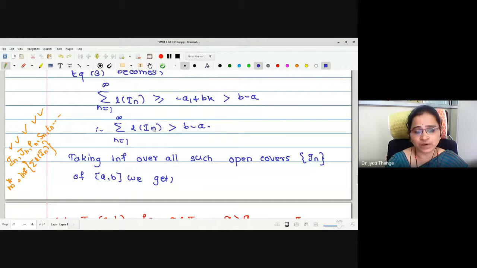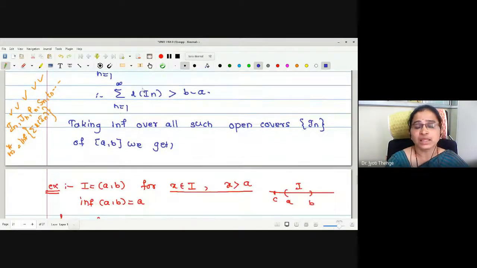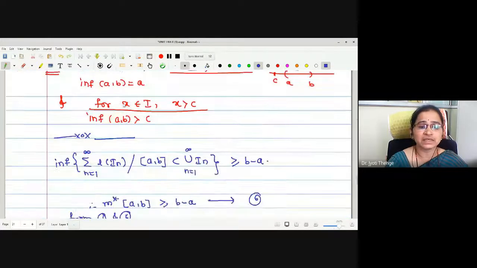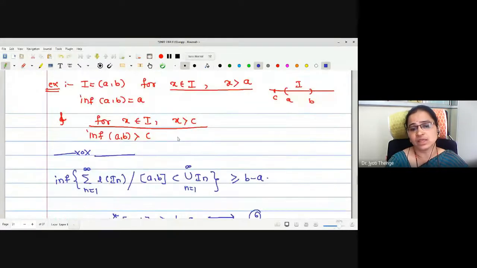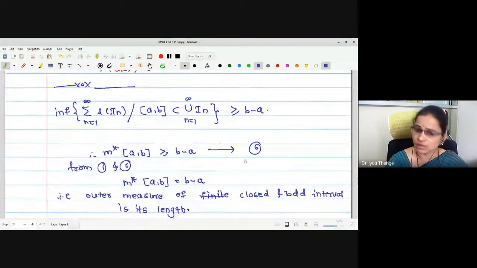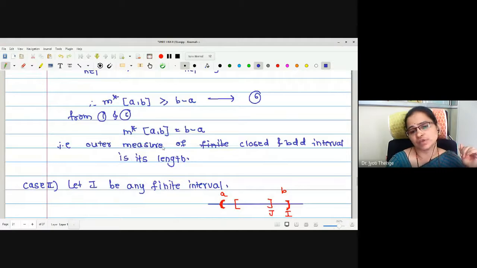Now our aim is to find the infimum by the definition of outer measure. In the definition, we take a set of summations of lengths of In, where every such sum is greater than b minus a. Therefore, the infimum is greater than or equal to b minus a. Hence, we have proved both parts of the inequality, proving m star of [a, b] is equal to b minus a. Okay.